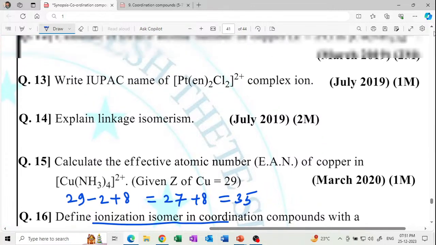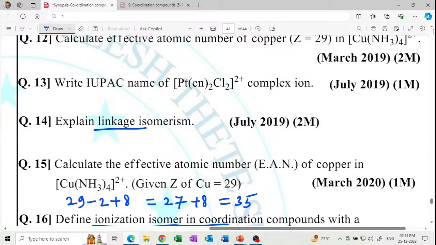Next, explain the linkage isomerism. Linkage isomerism. So this is the ambidentate ligand. What happens in ambidentate ligands? Linkage isomerism will be there. Get it? So this is linkage isomerism. Either of the 2 donor atoms can bind, whether the cyanide or isocyanide, or nitro or ONO nitrito, or NCS or SCN. Get it? In this way. So this is shown by the ambidentate ligand.